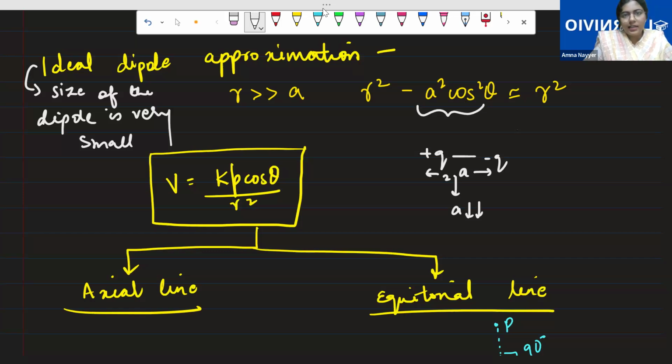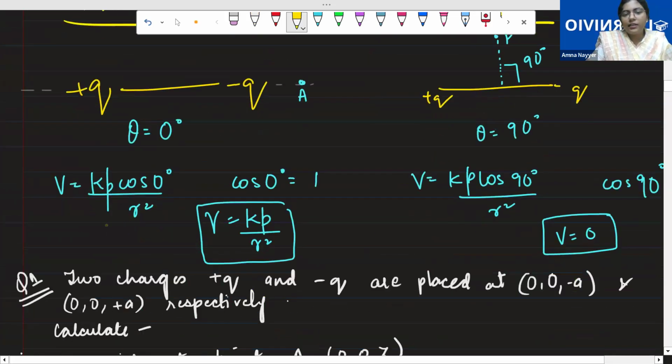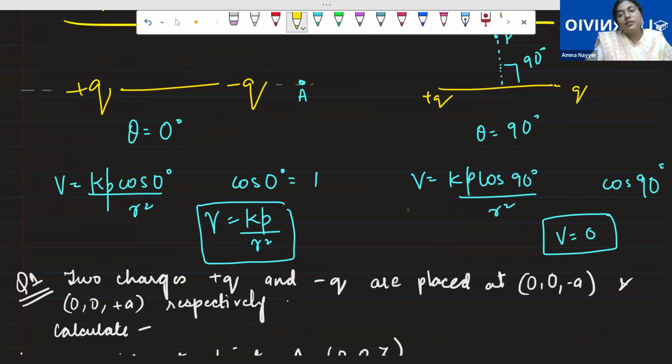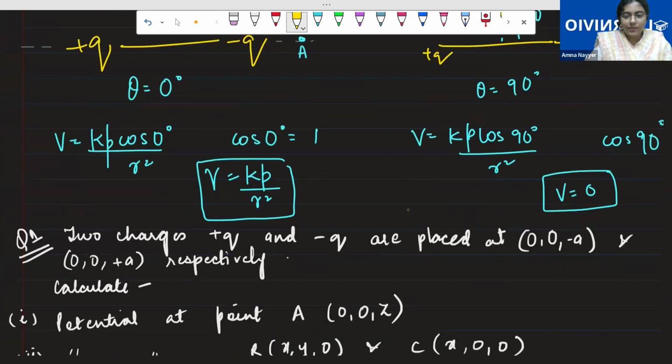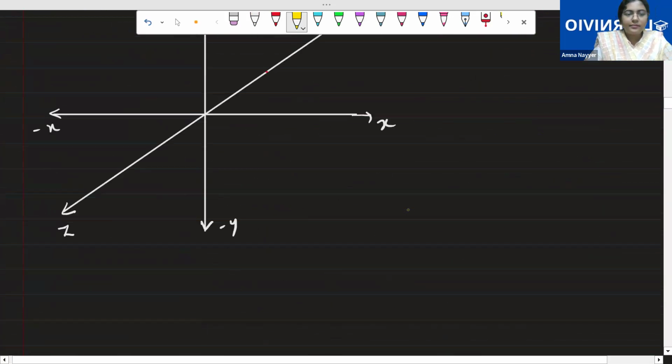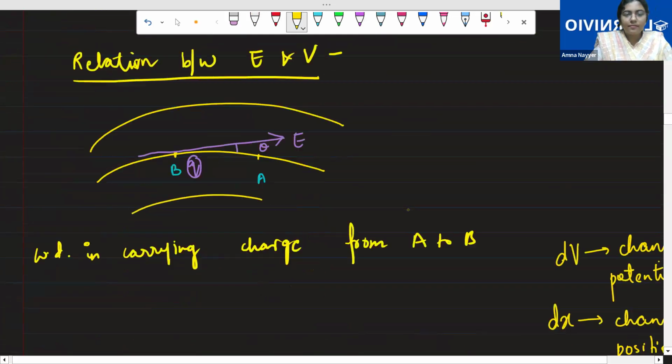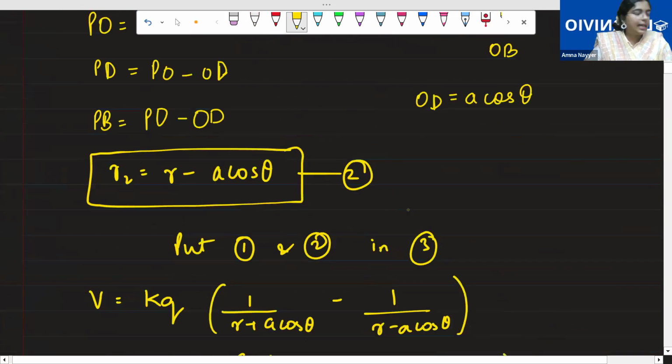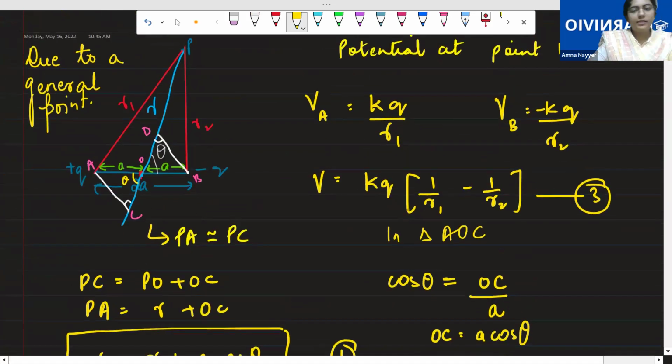So in the denominator, it will be Kp cos theta by R square. Now for axial, you can put the angle theta as 0 degrees. So Kp cos 0 degrees by R square, cos 0 degrees is 1, so Kp by R cube. For the equatorial surface, the angle is 90 degrees, so directly 0 because cos 90 is 0. All right. Clear, class? Yes, ma'am. Take the screenshot of this because less time is left.